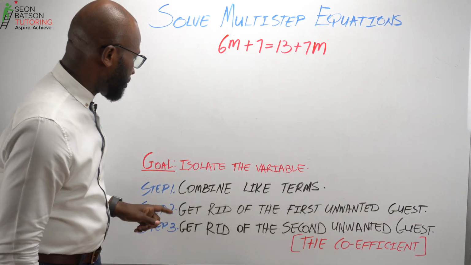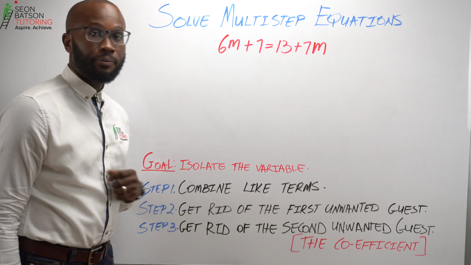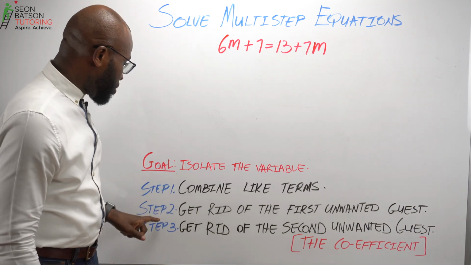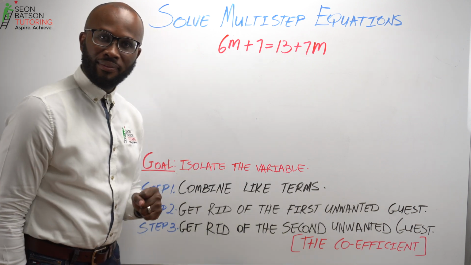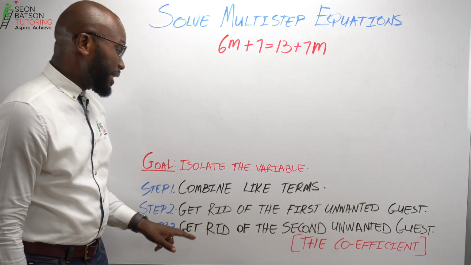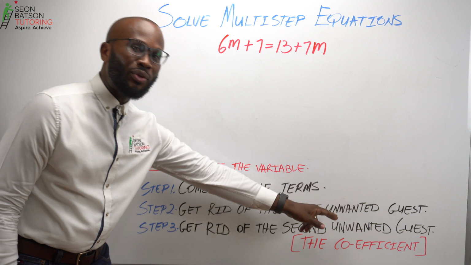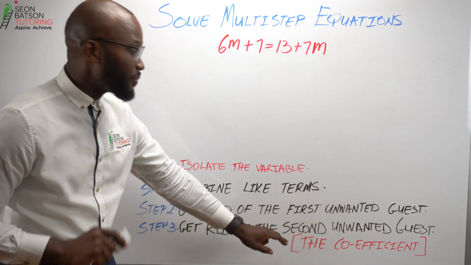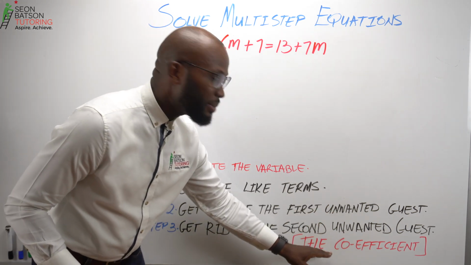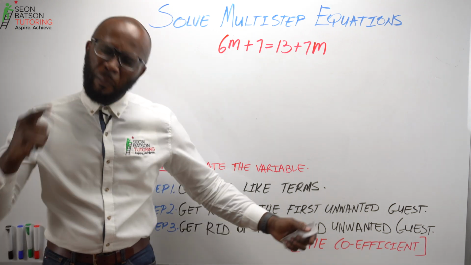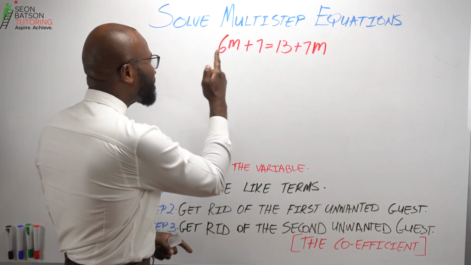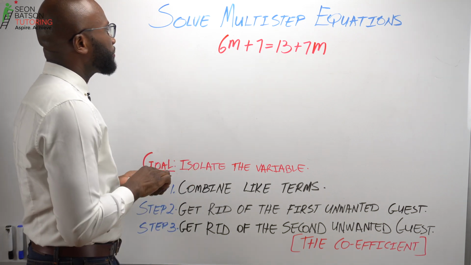Step 1, we will combine like terms. Then step 2, we will get rid of the first unwanted guest. Then step 3, we will get rid of the second unwanted guest. Now here is a hint. Our second unwanted guest will be a coefficient. How are you feeling so far? Perfect, perfect. Let's go to our first example here.